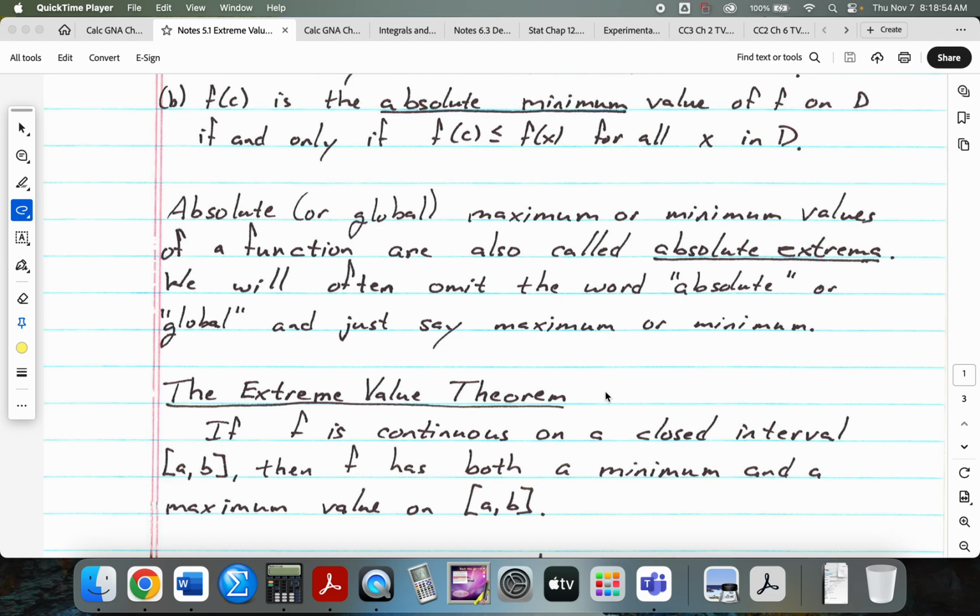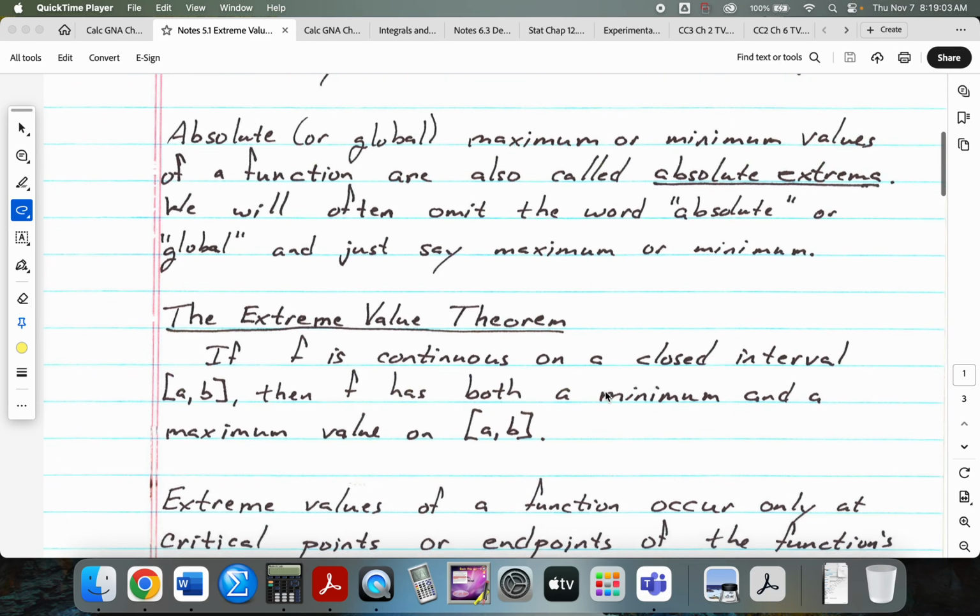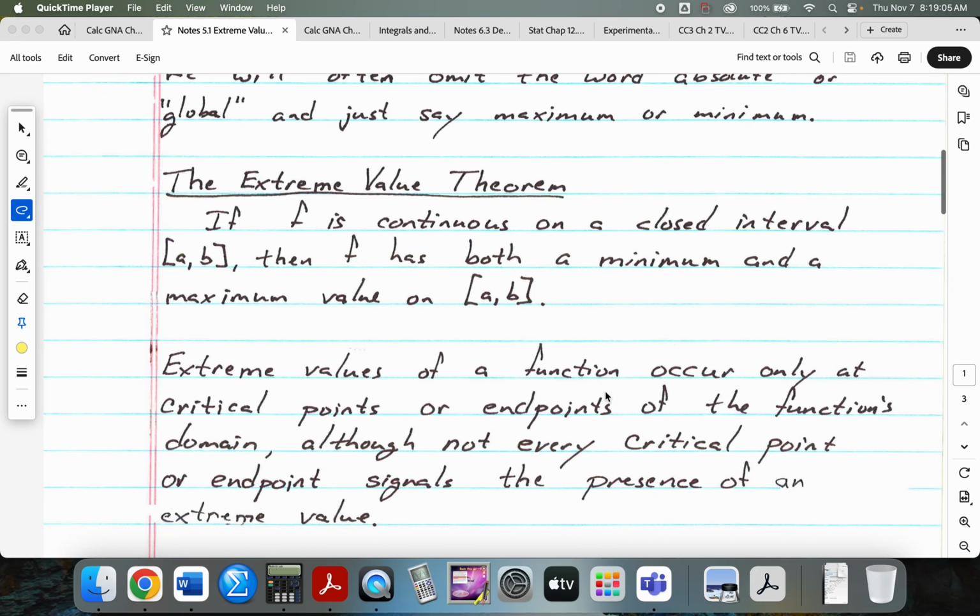Now the question is, well, how can we find where they are if we're not looking at the graph and going, oh look, that point's higher than all the other points? So here's where to look. Extreme values of a function occur only at critical points or endpoints of the function's domain, although not every critical point or endpoint signals the presence of an extreme value.